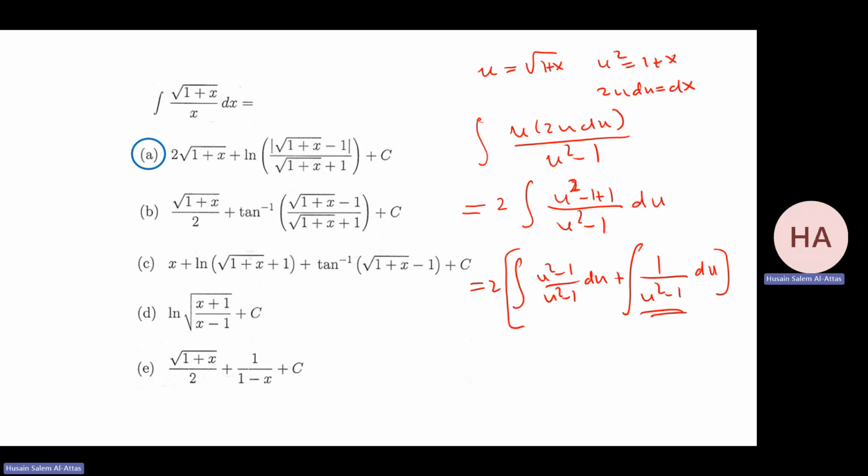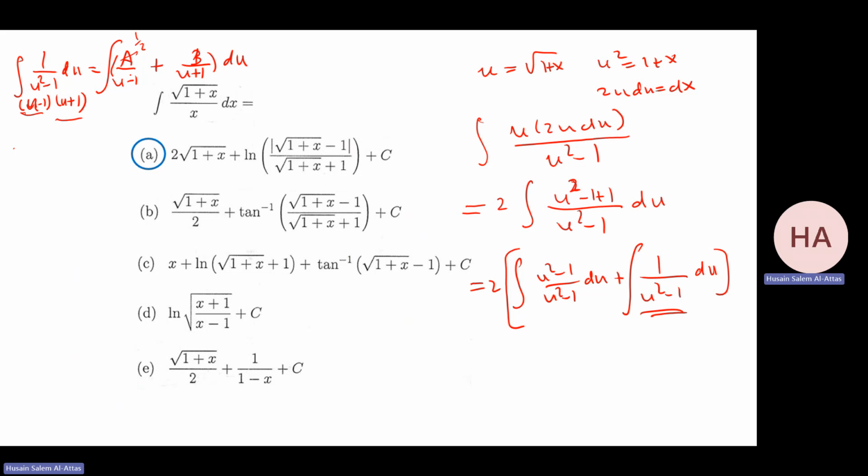This one, I need partial fractions, which I will do here. This is u minus 1, u plus 1. That will be a over u minus 1 plus b over u plus 1 du. Yeah, what is a? Cover this. A will be half.